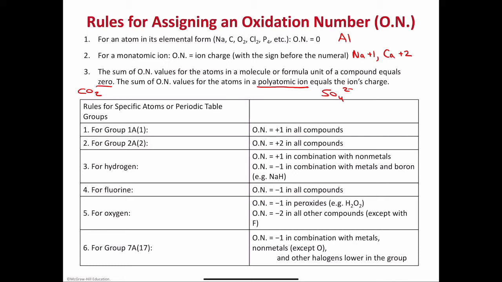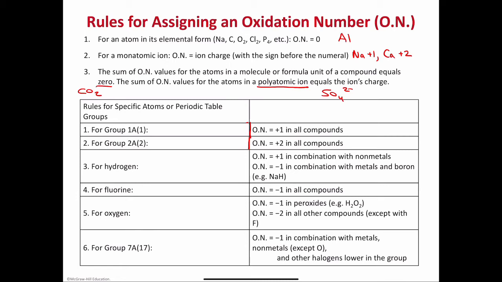Let's take a look at the rules for specific atoms or periodic table groups. So group 1A, everything has an oxidation number of +1, so +1 in all compounds. So these are sodium, lithium, potassium, and so on. For group 2A, also kind of easy, everything has a charge of +2, so that's magnesium, calcium, strontium, barium.